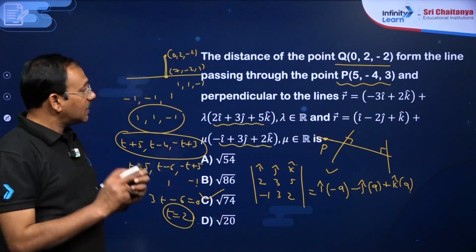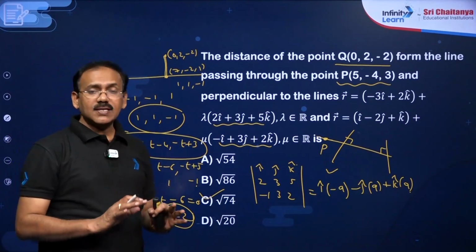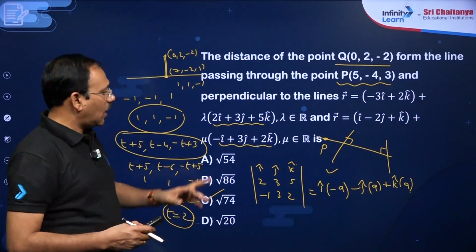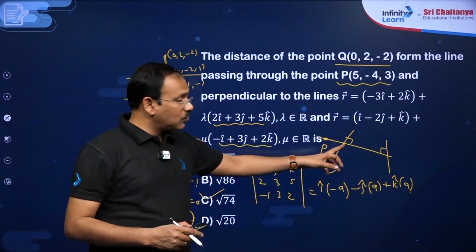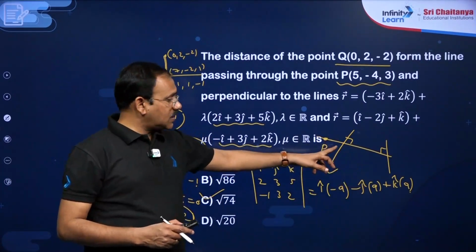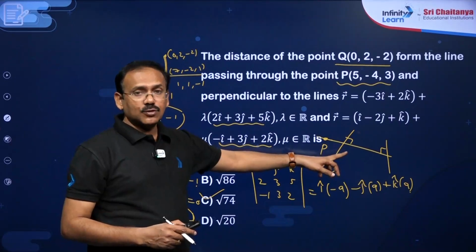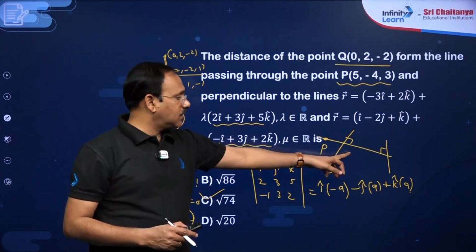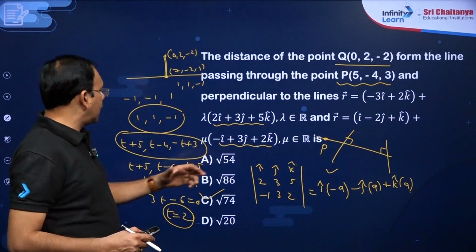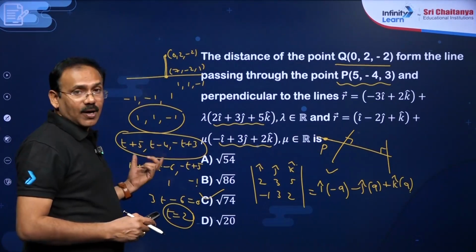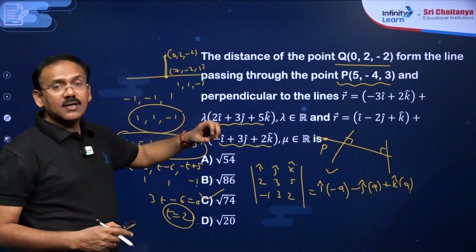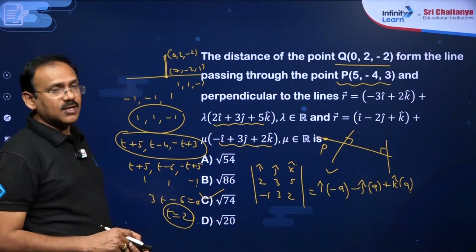Okay, dear students. In this problem, simply it is a combination of 2-3 concepts. How to find a line perpendicular to two given lines? Just find the cross product of those two DRs, you will get the DRs. The point is already given. So, on a line you can take a general point like A bar plus TB bar. Now, we have to find the perpendicular distance from a point to a line, dear students.